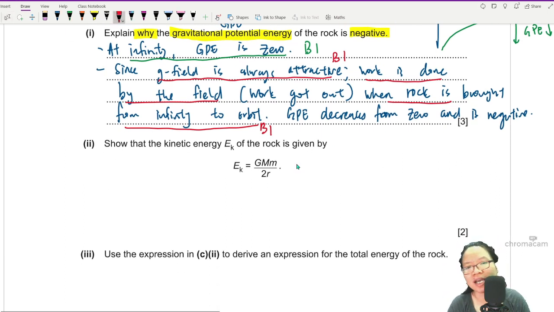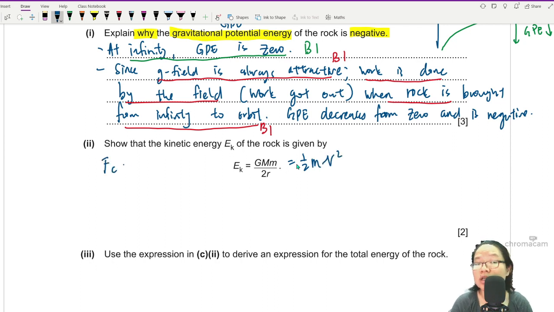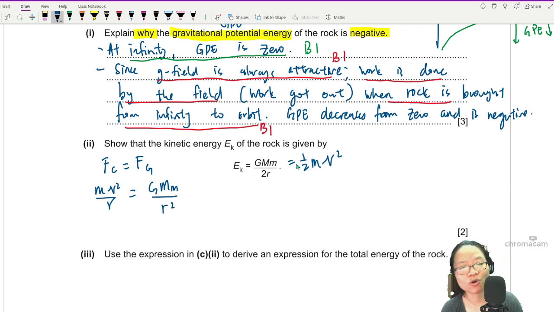Okay, the kinetic energy of the rock is given by this one. Oh, no wonder there's no "show" in front. So you want to find the kinetic energy of the rock. This is half mv squared. We need to find half mv squared, like my student last time told me in 2019, I'll forever remember: if you don't know what to do, start with this one. mv squared over r. Centripetal force provides the necessary gravitational force for the stone to be in orbit.